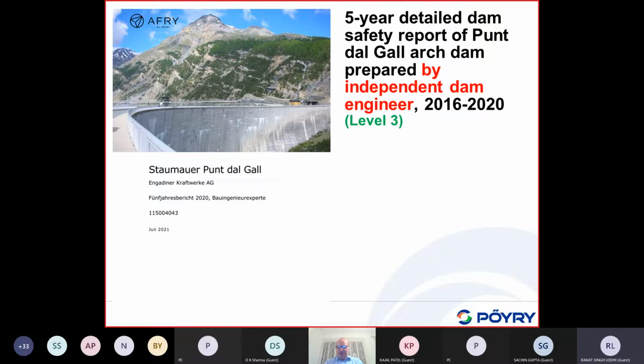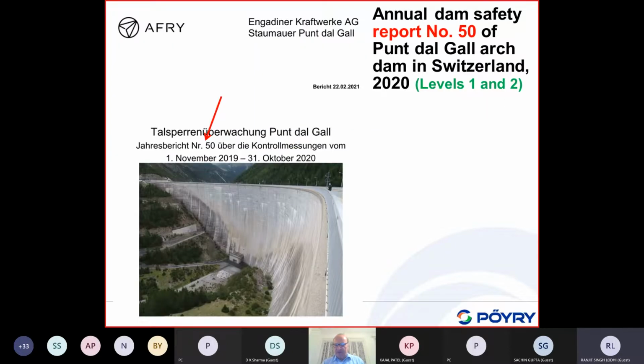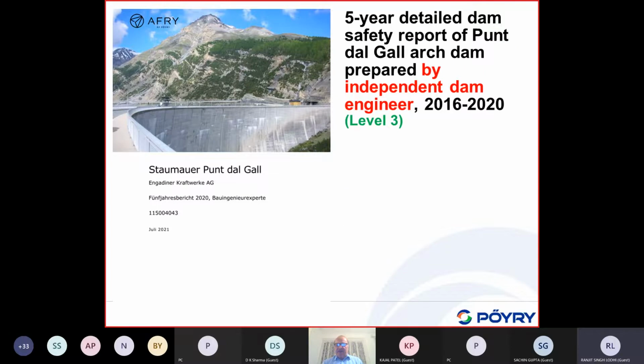This was the annual report. In addition, there is the 5-year detailed dam safety report, which is also for this dam, which has also been finished in 2020, which is level 3. And this is prepared, as I said, by the independent dam engineer, civil engineer, and a similar report is being done by the geologist. As I said, in the mountains, you have to look at the foundation, and you have to look at the reservoir rim, and so on. So this is done by the independent dam engineers.